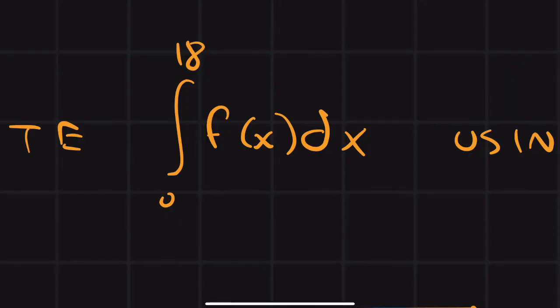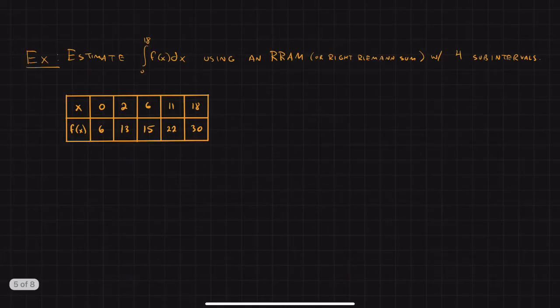In this case, we want to estimate the integral from 0 to 18 of f of x dx. 0 is the lower bound for the integral, 18 is the upper bound for the integral. These are the same as the lower and upper bounds of our interval I. And we want to do this using an RRAM, that is a right Riemann sum with 4 subintervals.